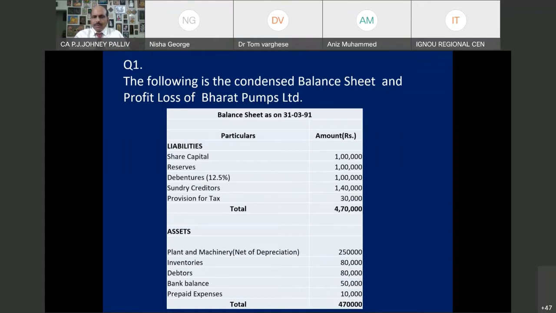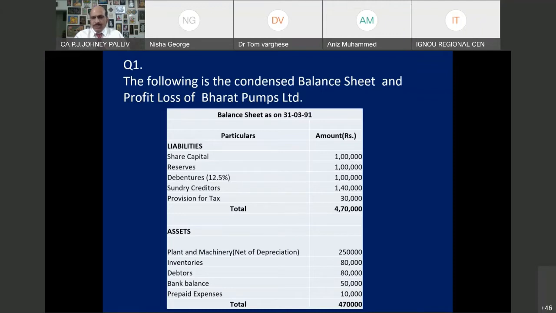plant and machinery, net of depreciation, which means the plant and machinery figure of 22,50,000 is after deducting depreciation. Depreciation means wear and tear or reduction in value. Inventory is 80,000. Inventory means the closing stock of raw materials, work in progress, finished goods, tools and spares. Debtors means amount receivable from customers. It is also called accounts receivable.